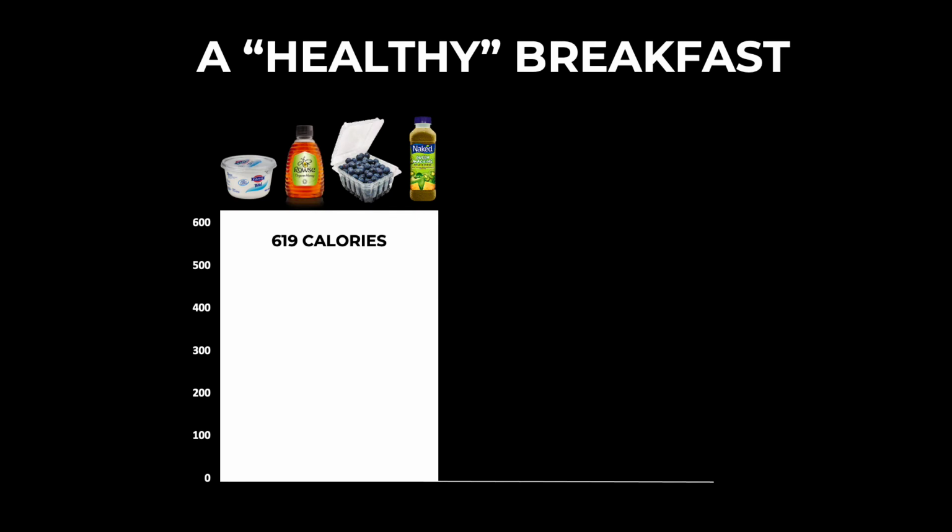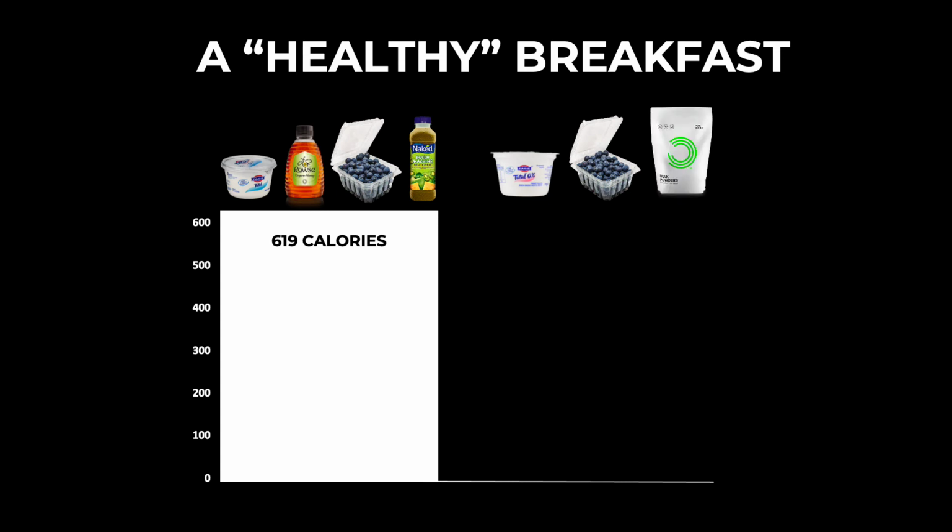So let's have a look at how calorie density can actually affect a meal. We're going to look at a healthy breakfast on the left-hand side. We've got some yogurt, some honey, some blueberries, and a Naked green drink. So that comes to about 619 calories, okay? And I used healthy in inverted commas because that's what would be perceived as healthy by mainstream media. Now, if we swap the yogurt for 0% yogurt, so it's a slightly lower calorie. And then we took out the honey but kept the blueberries. And then we swapped the Naked greens drink with a bulk greens powder.